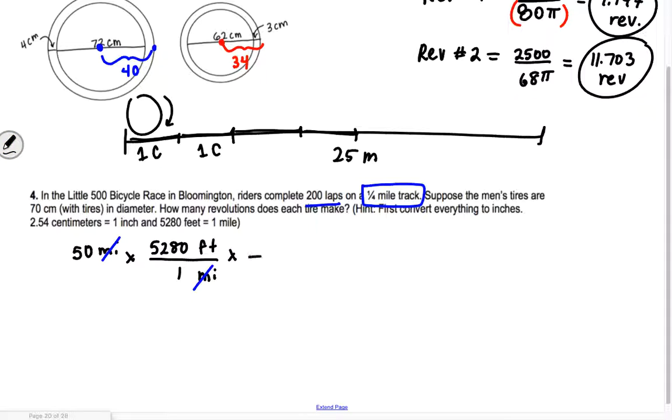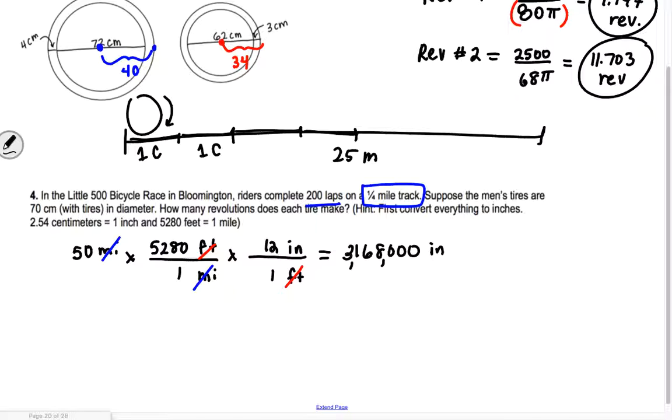So how do I convert feet to inches? Yeah, there's 12 inches in 1 foot, right? So now my feet cancel, and I'm left with inches. So I take that answer and I multiply by 12. So I got 3,168,000 inches. That's a lot of inches in this race.